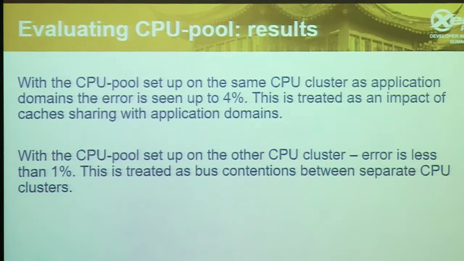I did two experiments. One is a CPU pool with one CPU taken from the same CPU cluster as application domains. It means that if I'm running the system on a big cluster, I just take one of 4 CPUs for this CPU pool and run an RT domain on this CPU.